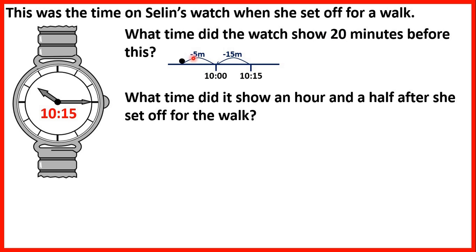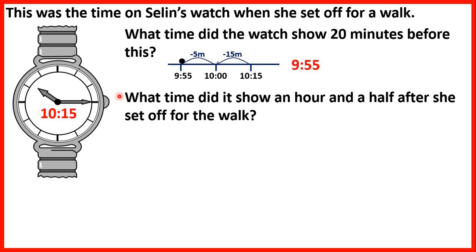So we have 5 minutes before 10 o'clock. Remember, there are 60 minutes in an hour, and 60 minus 5 is 55. So the time would have been 9:55.